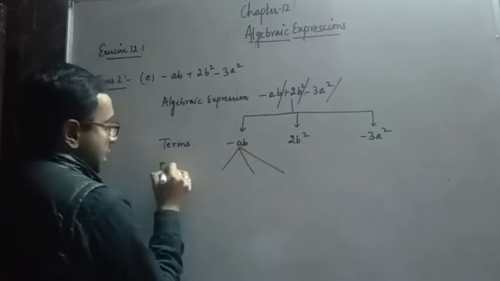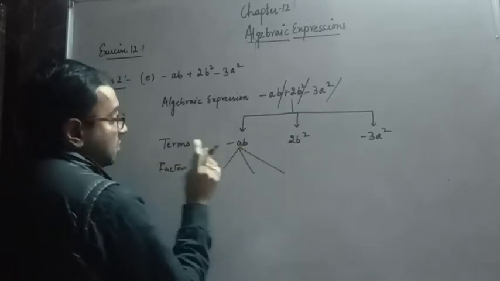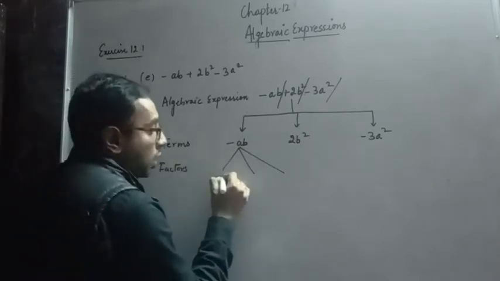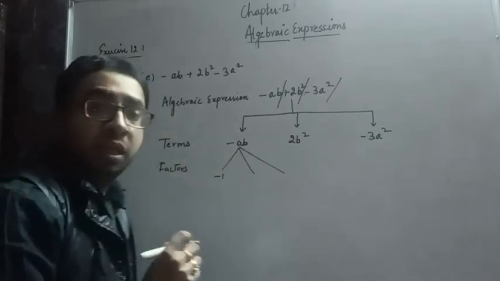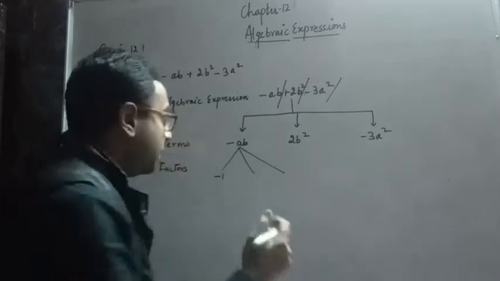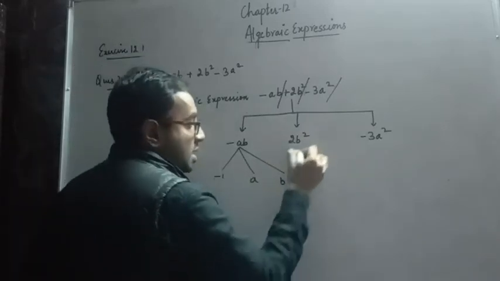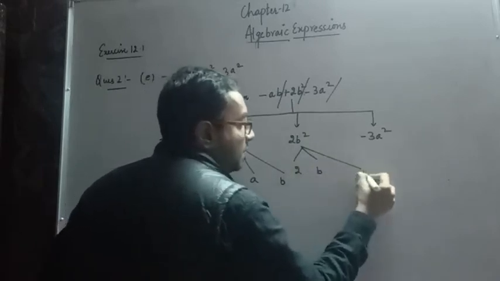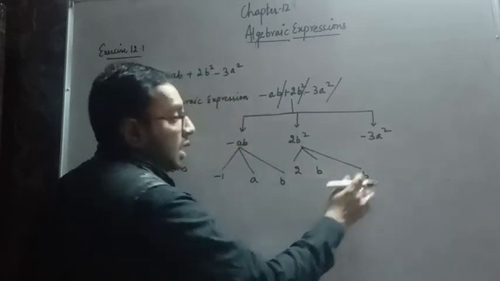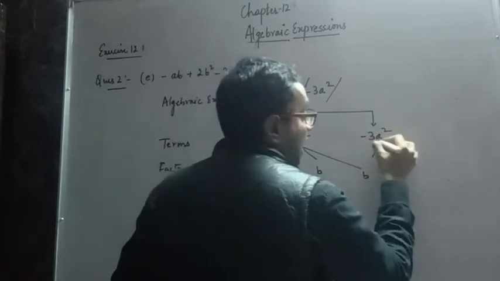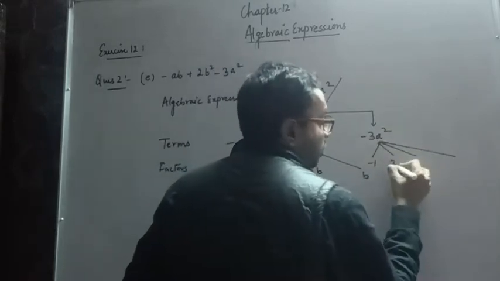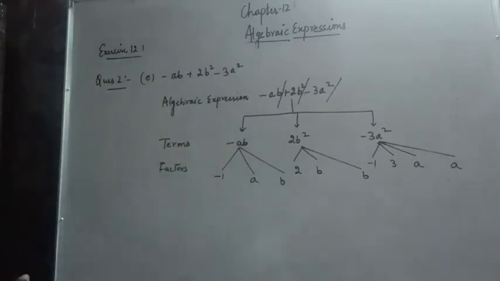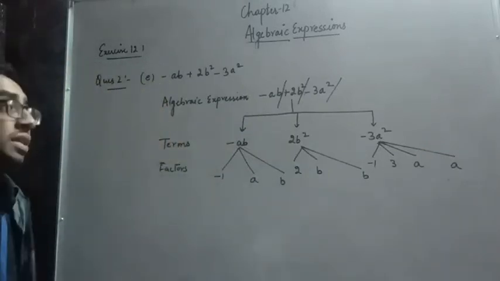Now, what else? Factors. I'll explain how you will represent minus. This minus will be represented with minus 1. You will not write minus A and B. You will write minus 1 and then A and B. Similarly, this is how you will be writing 2, B, B, because B square is B into B. Now, minus 3A square again: minus 1, 3, A, A. This is the best way of representing it. Are we clear? This is how you will represent.